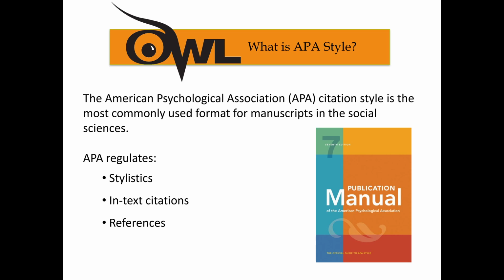So APA is not just talking about size 12 font and 1-inch margins. It's a little bit more in depth than that. We're looking at the stylistics, the in-text citations, where you see the author's name and year of publication in brackets in the middle of a sentence or towards the end of a sentence, and also references. So anytime someone reads a book or article or any sort of text that someone else wrote and mentions it in their own writing, they have to say where it came from. So we'll talk today about how to format that.